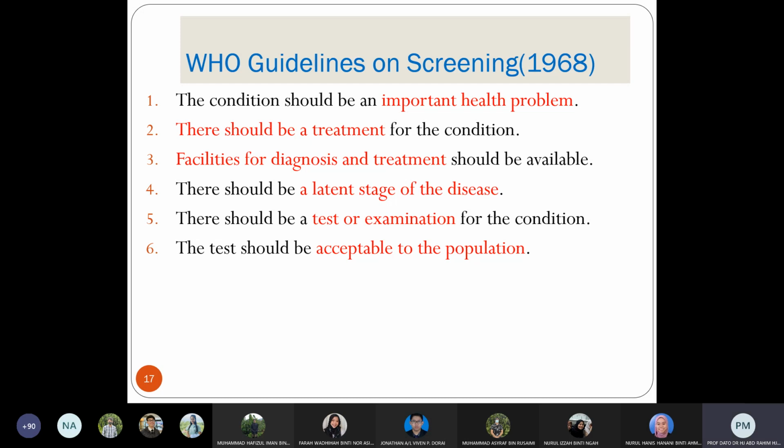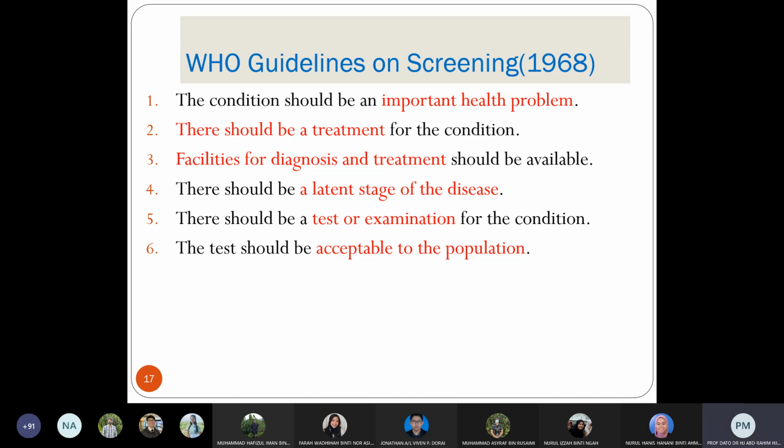Because of this issue of reliability, validity, and so on, the WHO came out with this guideline on screening a long time ago, in 1968. This is what they want. If any company wants to come up with screening tools, they must comply with these conditions. It should be an important health problem. Yes, diabetes and hypertension are a big problem.